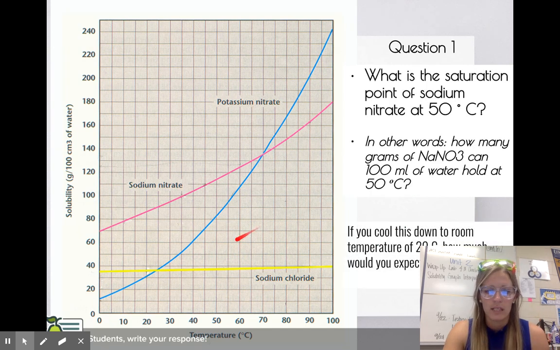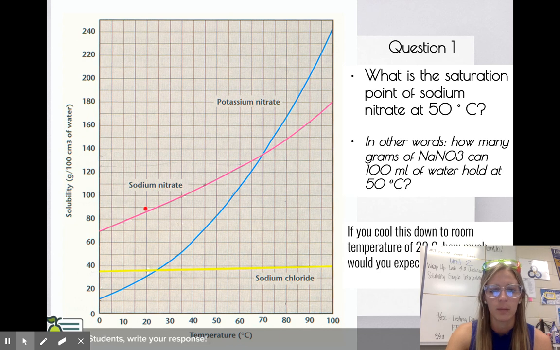If we were to cool this down, so again, we're at about 118 at 50 degrees. If we cool this down to room temperature, how much would precipitate out? Okay, so follow me here. We're at 115 at 50. We're going to move down to room temperature, so about 20 degrees.